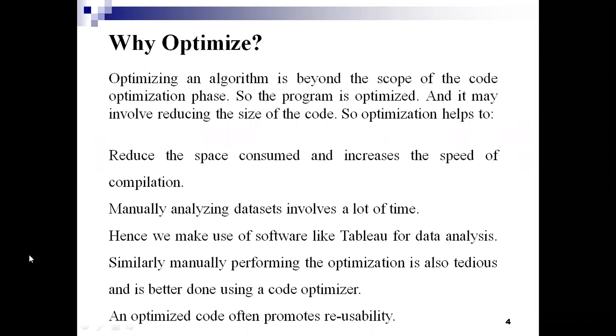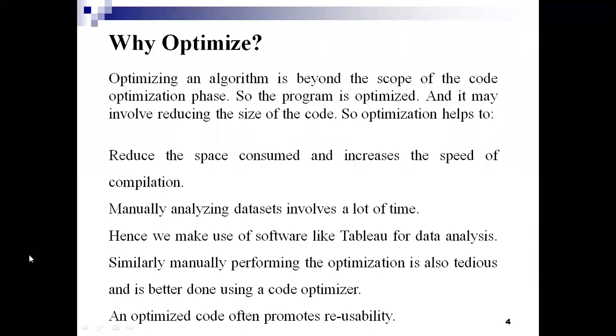Why to optimize? Whether optimizing an algorithm, a code, or any program, whatever it may be, it may be a directive or an algorithm. These directives and algorithms are what we can call inputs. And optimizing an algorithm is beyond the scope of the code optimization phase. The program is optimized, and it may involve reducing the size of the code. When you reduce the size of the code, automatically you improve the efficiency of the code, right?